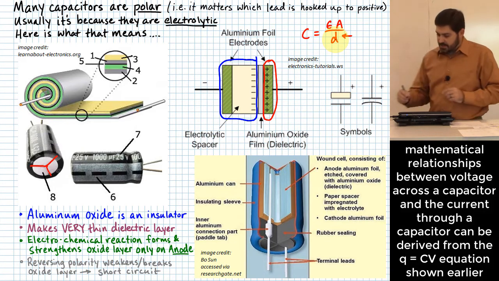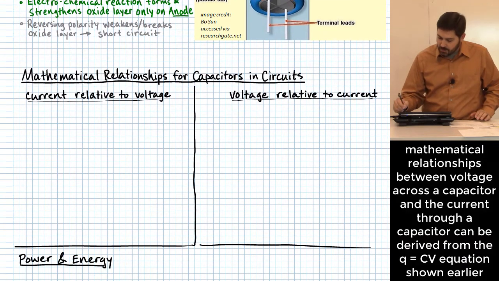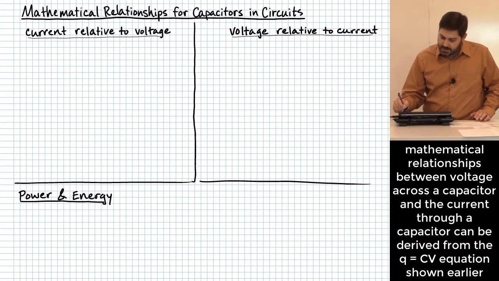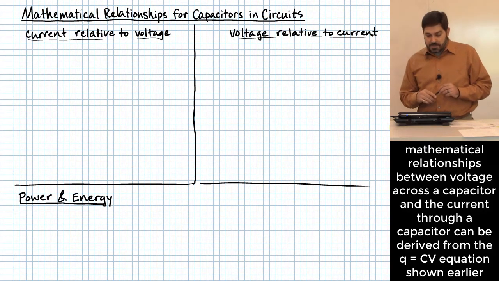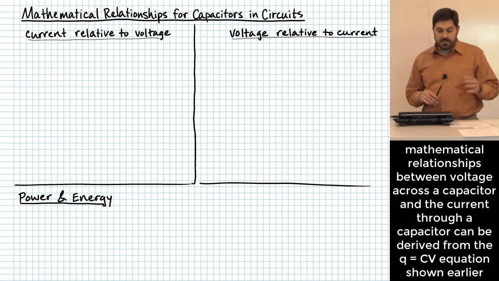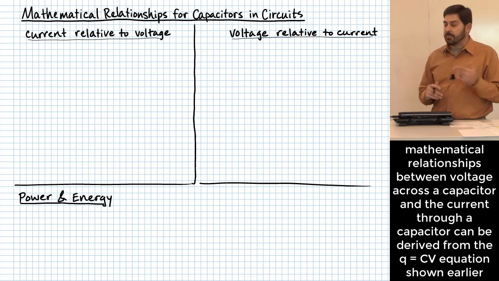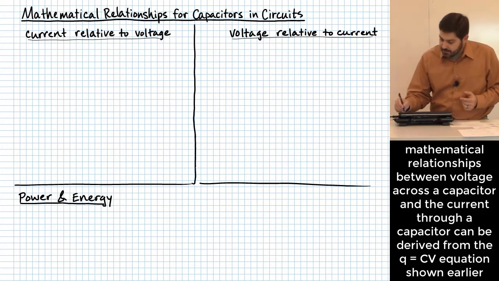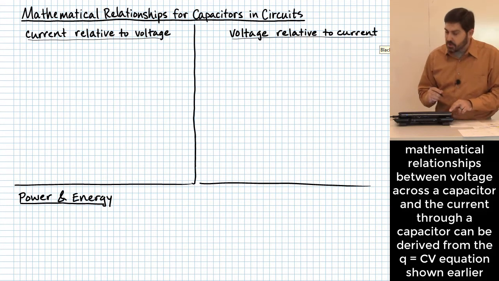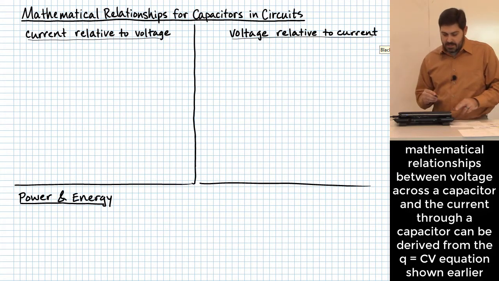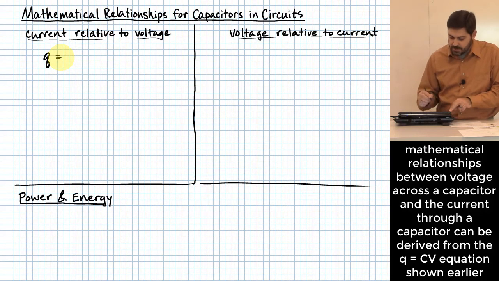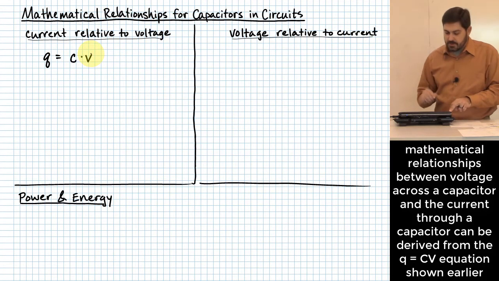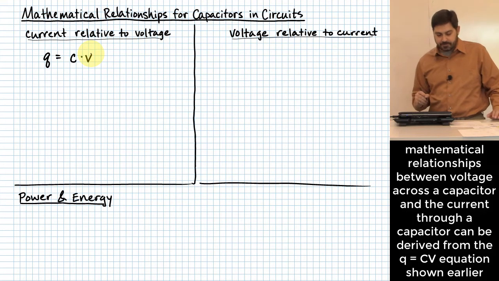All right, let's get into the stuff that might be even more relevant to what we're going to do in this class. The first thing is we need to start defining some mathematical relationships about how capacitors work. I mentioned this earlier, but the starting point is that charge in a capacitor is equal to the capacitance value times the voltage across the capacitor.